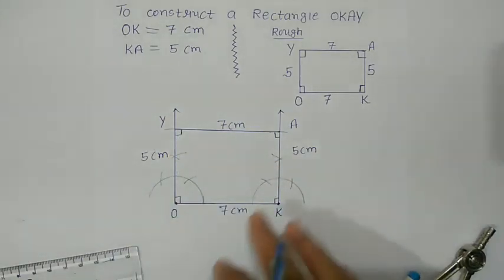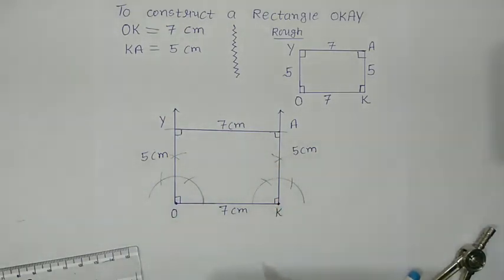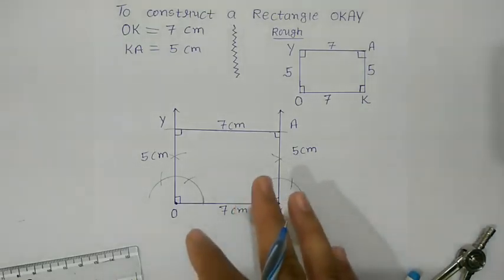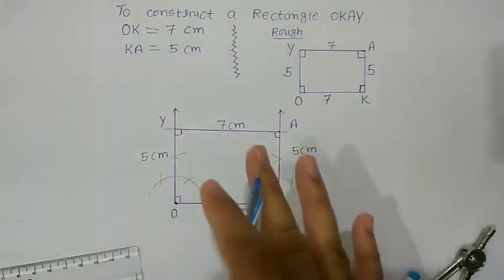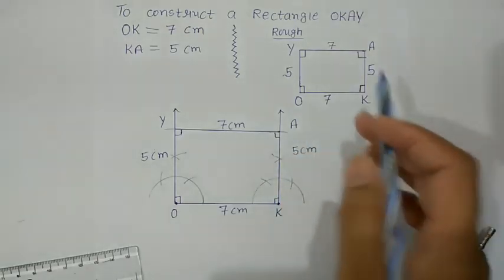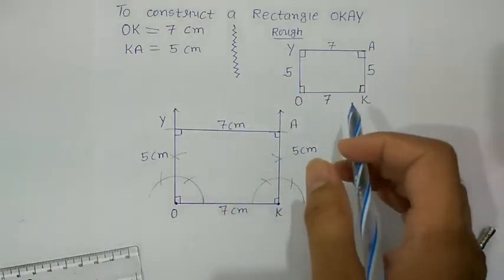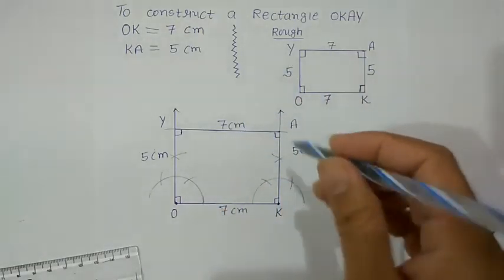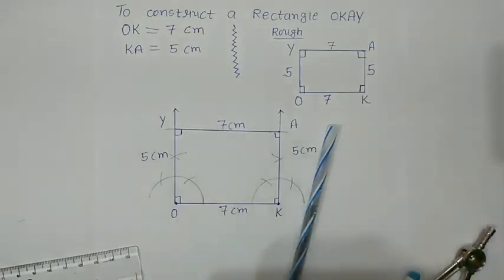So in this way we can construct any kind of quadrilateral, but first of all we must have the knowledge of the properties of that particular quadrilateral. So this is all about this lecture.